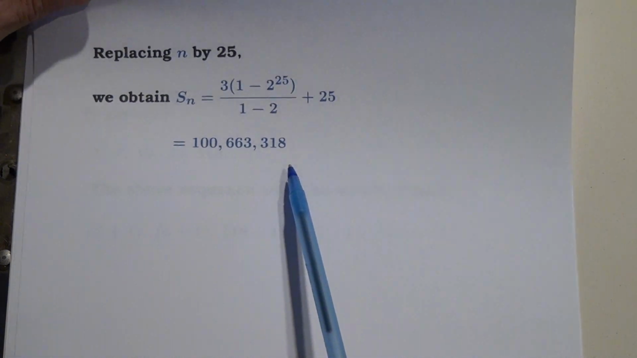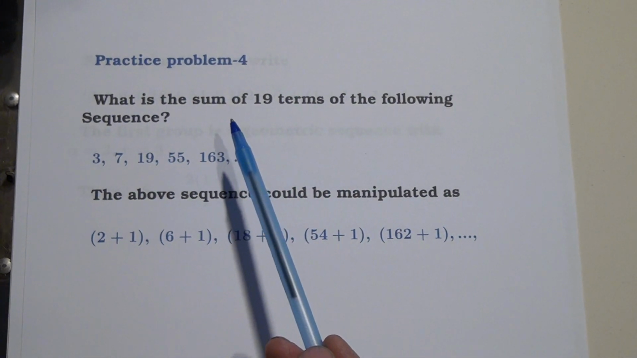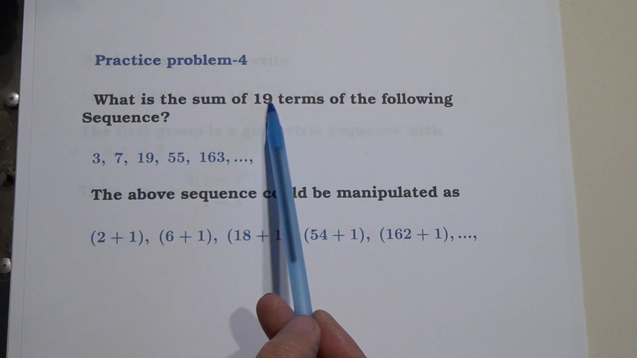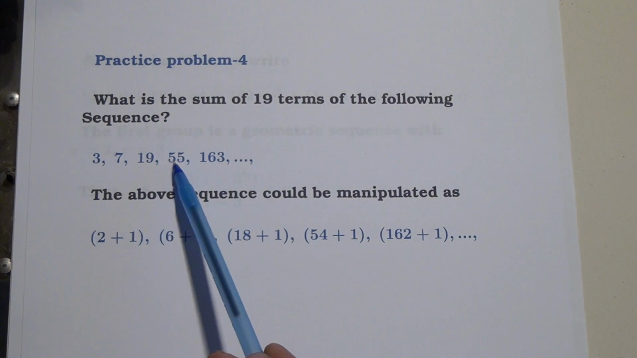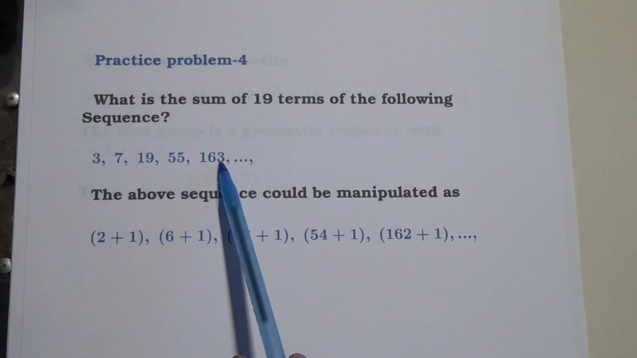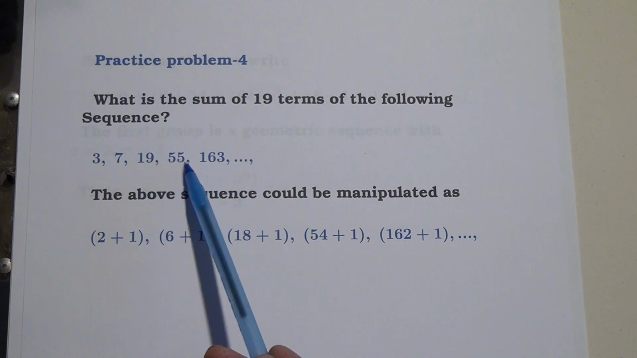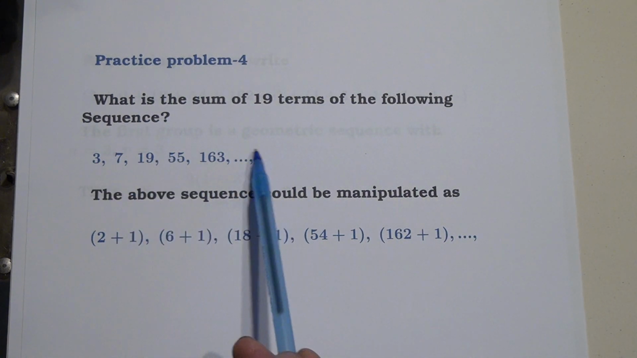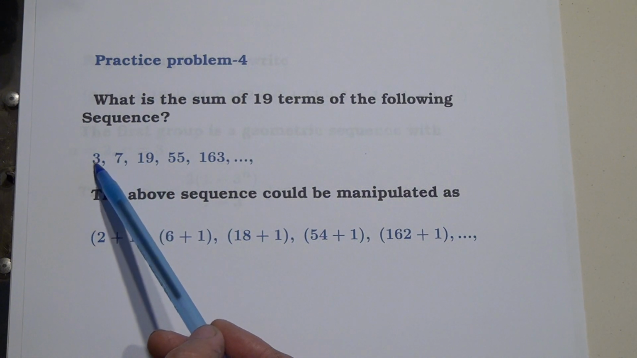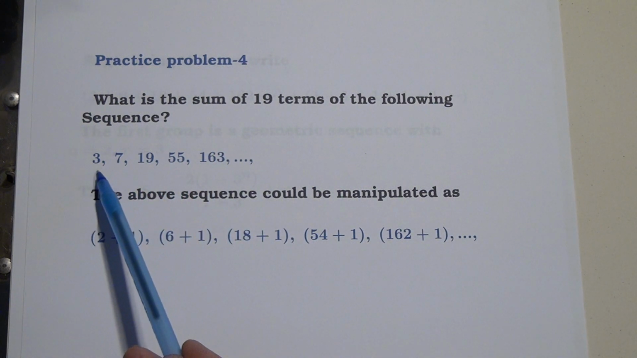Okay, now, let's go over here, practice problem 4. What is the sum of 19 terms of the following sequence? 19 terms. 3, 7, 19, 55, 163. Again, it doesn't increase by a huge value. All right? Then maybe times by a smaller ratio. So we just try again. 3, 7, 19. Something looks like maybe times by 3, 3, 3. Okay? So we just rewrite.